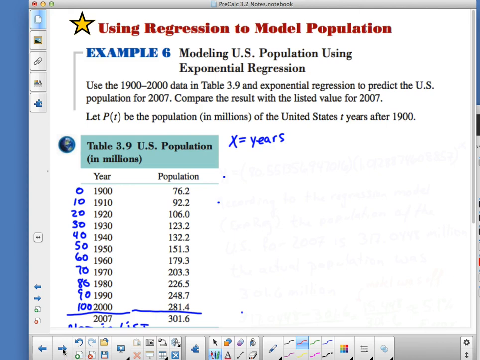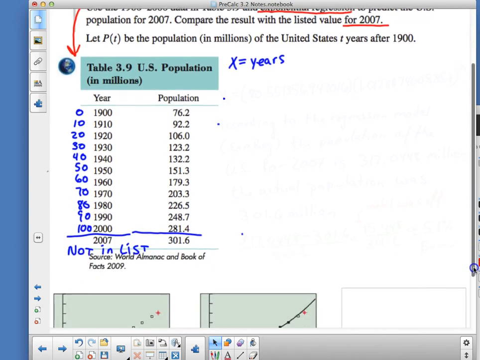It'll be a snap. Use 1900 to 2000 data in table 3.9. That's this table. And an exponential regression. Please notice I'm using exponential regression here to predict the US population for 2007. Compare the result with the listed value of 2007. Okay? So here's the thing. If I'm going to use this to predict the population for 2007, don't enter the population value when we get to 2007. Just do the first 10 or 11.